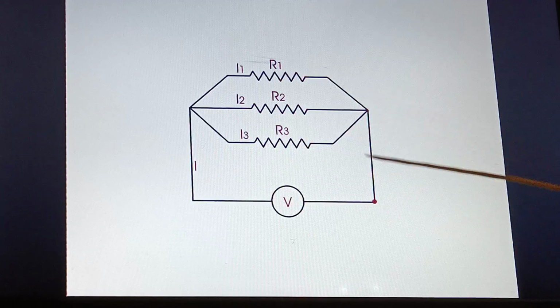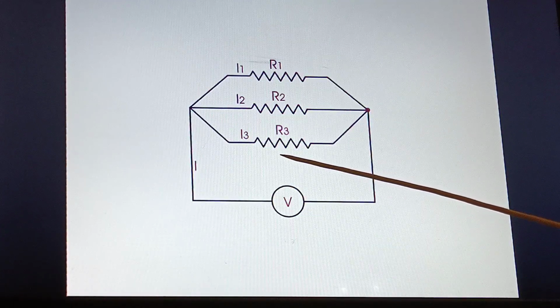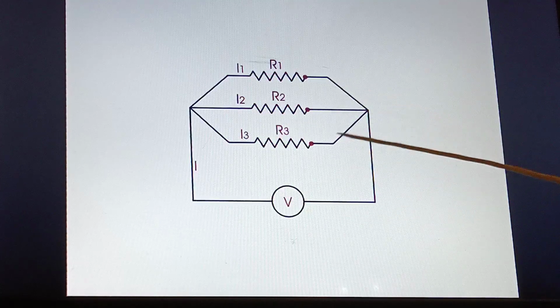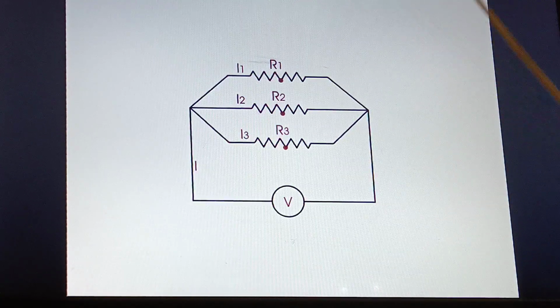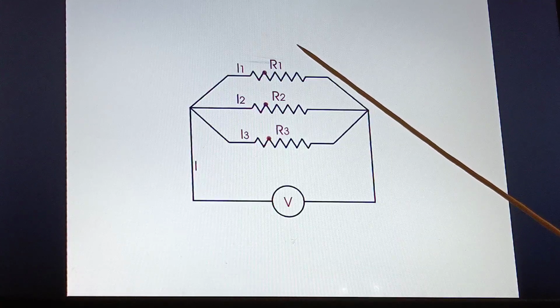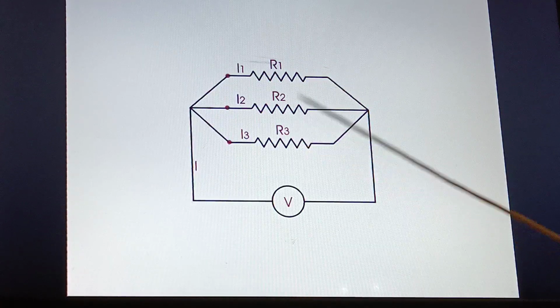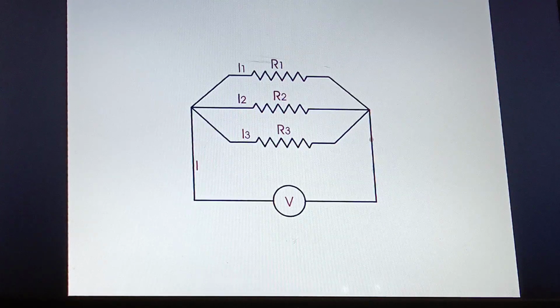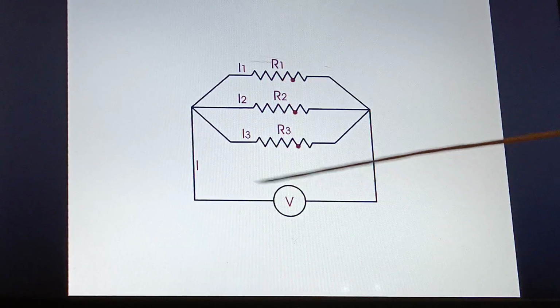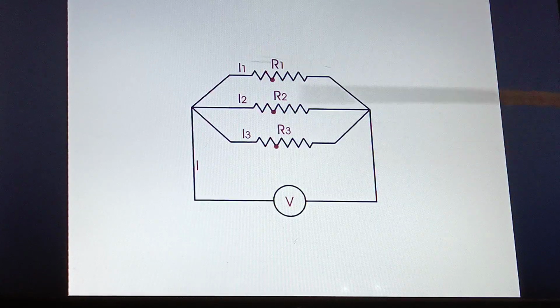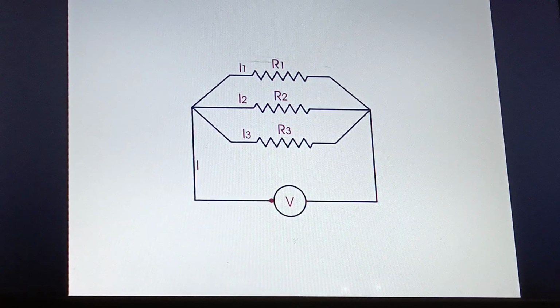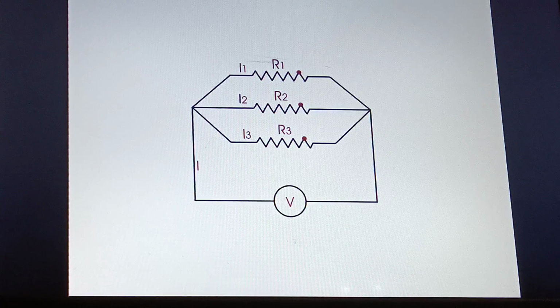So let's apply this in the same circuit. If you see here, see how the current flows. Similar to water, current also gets distributed. So remember, in a parallel connection, the current gets distributed everywhere. Remember, the distribution of current depends upon the resistor's value. If the resistance is more, the current will be less. If the resistance is less, the current will be more. So the distribution of current depends upon the value of the resistor.